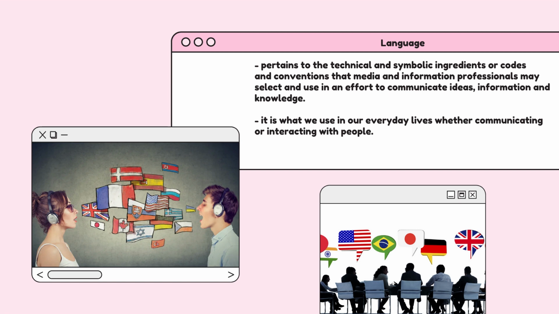Now that we know what language is, let us now proceed to media language. So when we hear media language, it can be cut into two parts. So, media and language. Since we know already what language is, let's talk about media. So, media means mass communication or many ways of communicating. So, media plus language means many ways of communicating and being able to understand or communicate with other people. Combined, we get many ways of communicating to be able to communicate, interact, or understand other people.